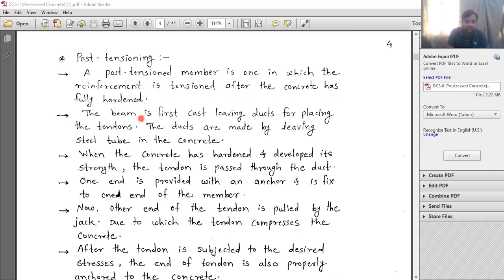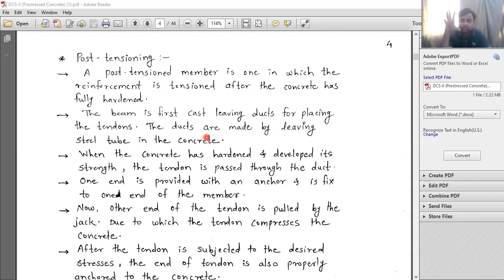After the concrete has fully hardened, the beam is first cast, leaving the ducts for placing the tendon. The ducts are made by leaving the steel tubes in the concrete. So, first of all, the beam is cast.